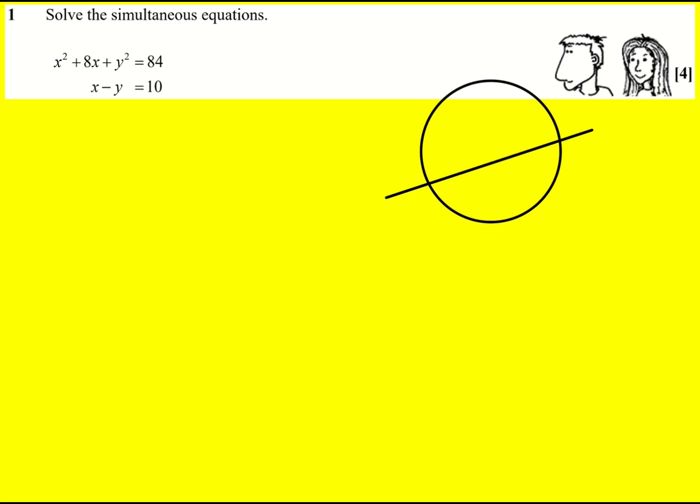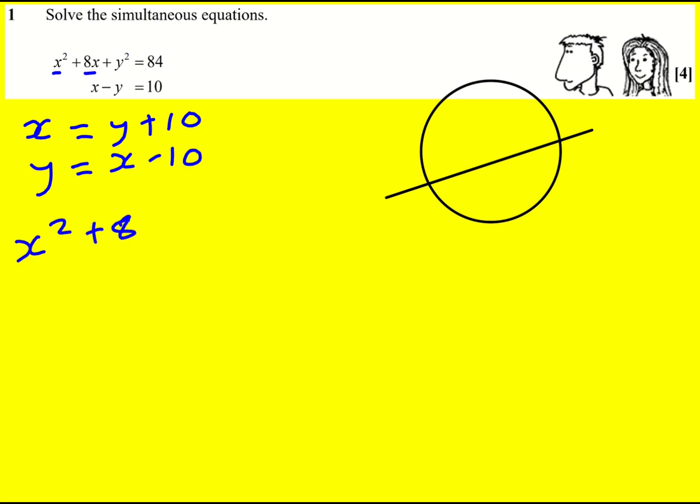Right, I think a good shout in this question is to make, we can either make x the subject of the second equation, x is equal to y plus 10, or we could make y the subject. Y is then equal to x minus 10. Probably best actually to substitute in for y because we've already got two terms in with x in. So then it's going to be x squared plus 8x, and then now the y squared, it's going to be x minus 10 all squared equals 84.